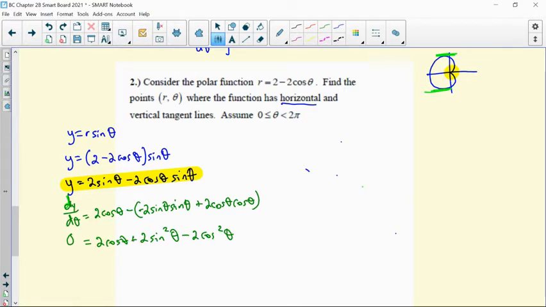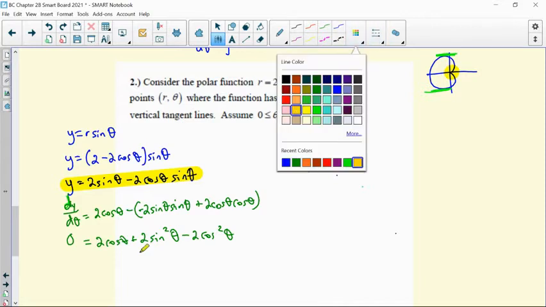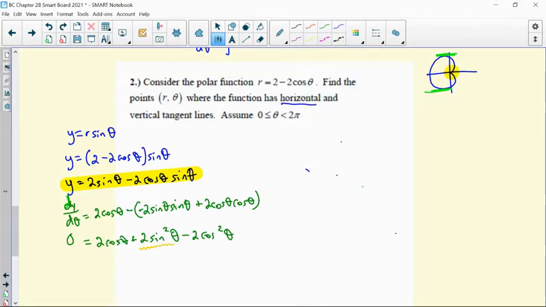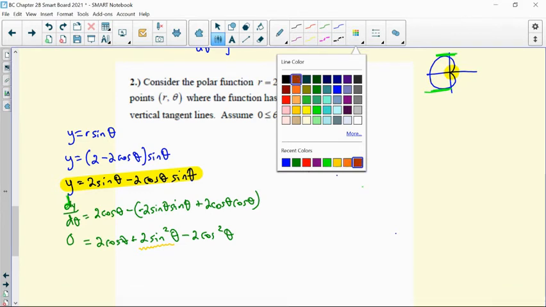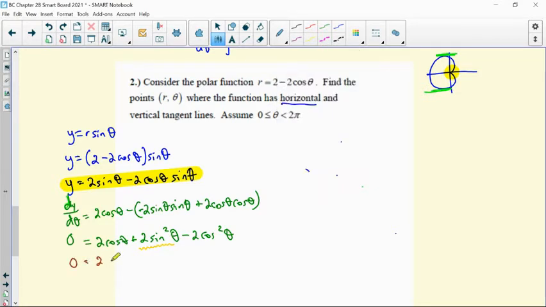So my best strategy here is to write everything in the same trig function. So let's write sine squared in terms of cosine squared and try to factor this. And so remember, sine squared plus cosine squared is equal to 1. So when we solve this, we would be able to say 1 minus cosine squared would be sine squared. So 0 is equal to, leave this 2 cosine alone, plus 2 times, and then instead of sine squared, call it 1 minus cosine squared. And then we also have minus this 2 cosine squared of theta.